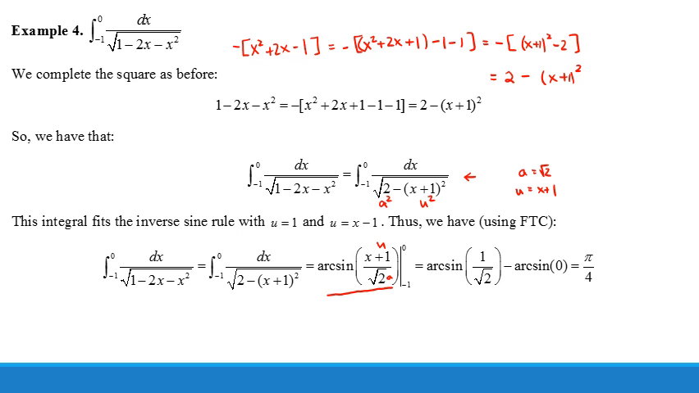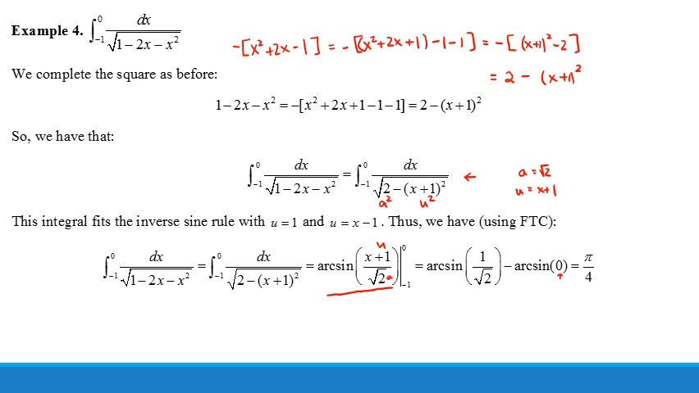If I plug in 0, the upper bound, using the fundamental theorem of calculus, this is going to be the arc sine of 1 over the square root of 2. Then I subtract, plug in negative 1. That's going to be arc sine of negative 1 plus 1 over the square root of 2, which is just 0. So that's how I got this right here.